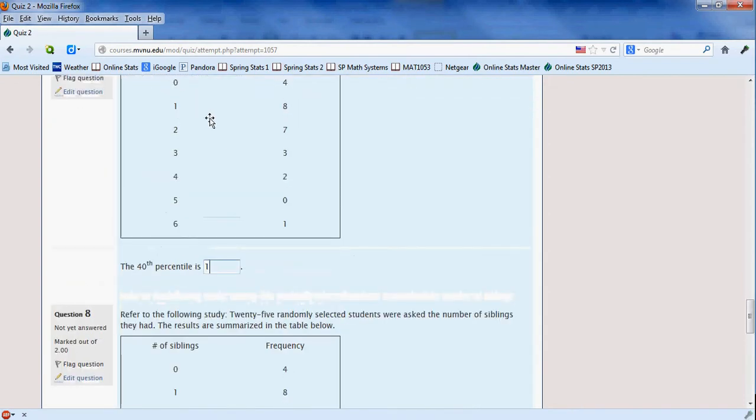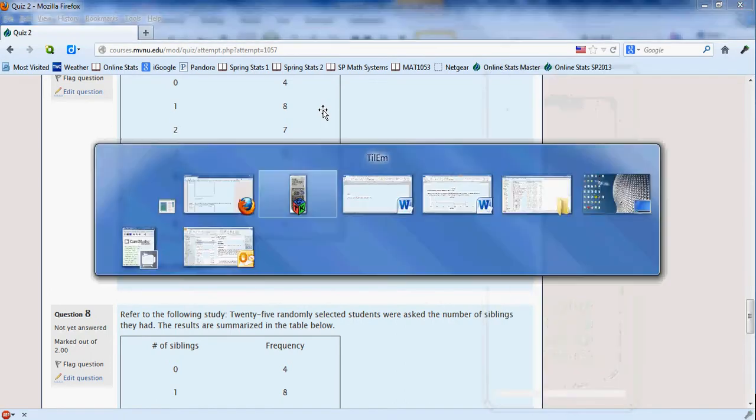You could have figured this out without writing all that down. You just count up, there's 4 zeros, and then there's 8 ones, so that means that the ones occupy positions 5 through 12 in your list. And it's the same as what I had here.